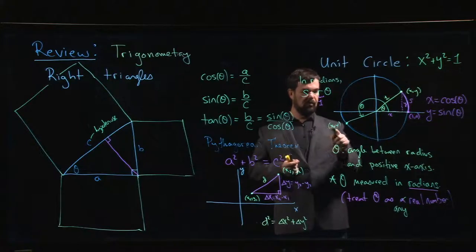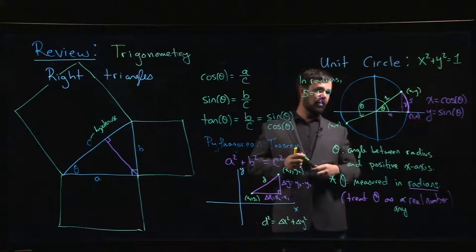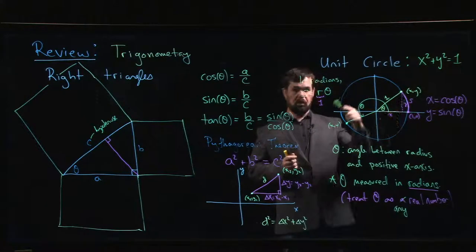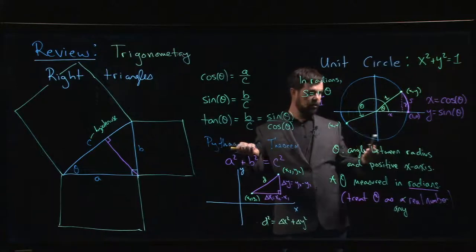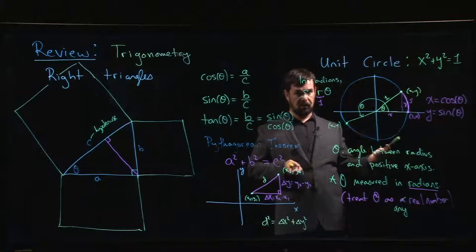I can still figure out what the x coordinate is. That's still going to be cos theta. The y coordinate is still going to be sine theta. And in fact, I can even go around more than once. I can go 10 times around the circle, and that's going to define an angle. I can figure out what cos of that angle and sine of that angle is.